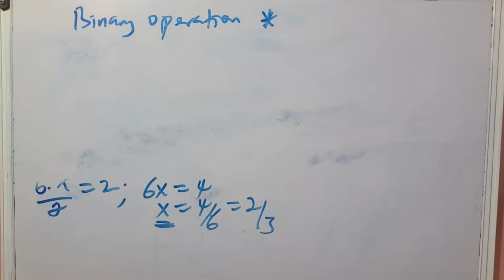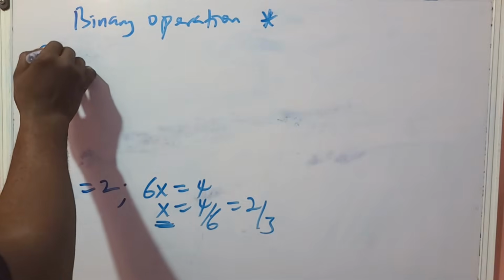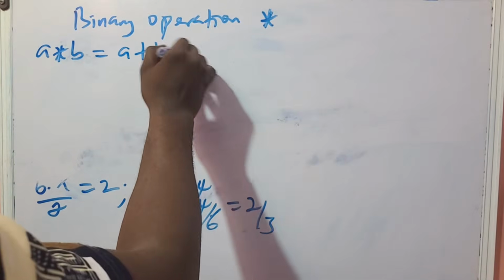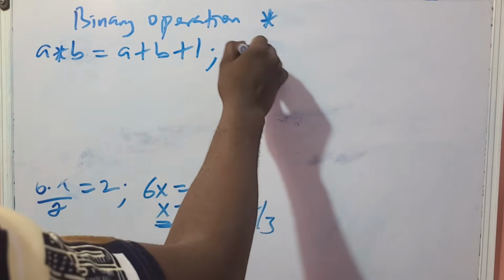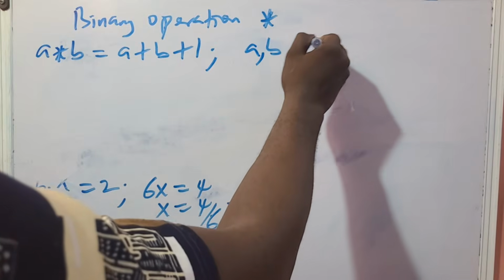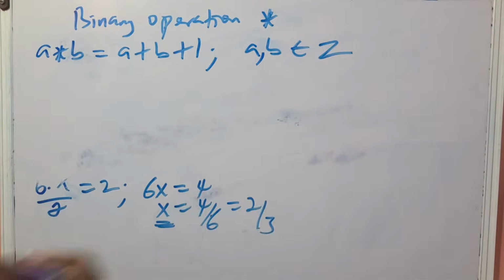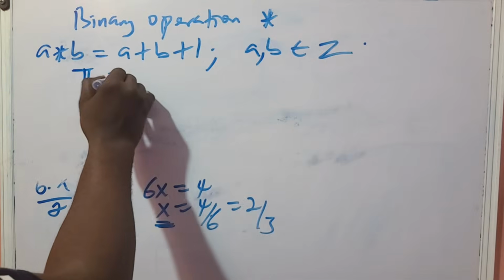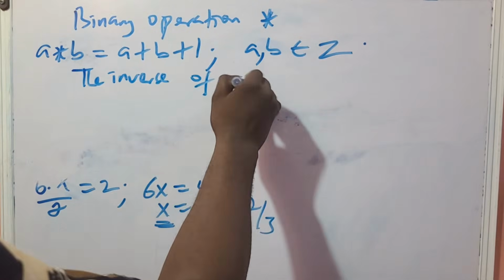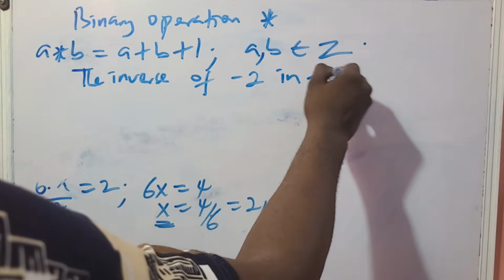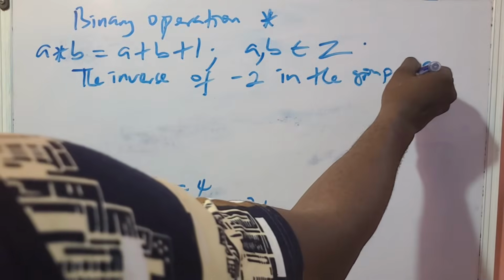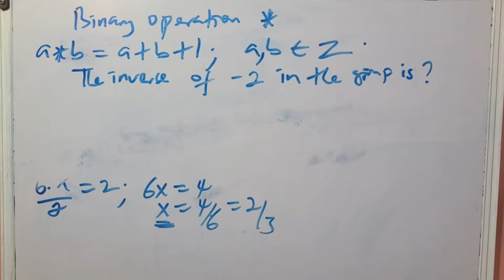So our binary operation is defined as star, and it was defined by A star B equals A plus B plus 1, and A and B are elements of integers. The question then said: the inverse of -2 in the group is what? I think we can use like two minutes to solve that. Two minutes.